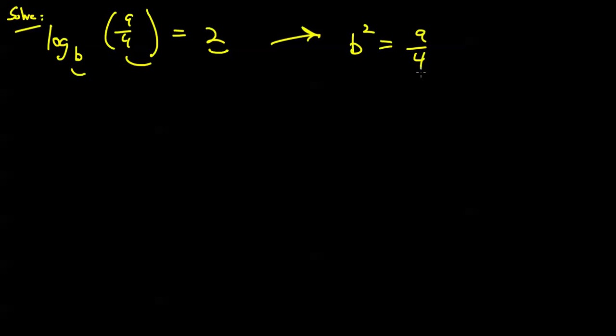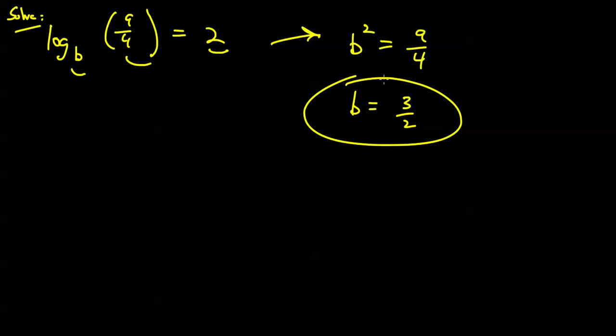Now 9 is a perfect square, 4 of course is a perfect square. Well, that tells me b is plus or minus 3/2, and again we agree that bases must be positive in the land of logarithms. So my final answer here is b is 3/2.